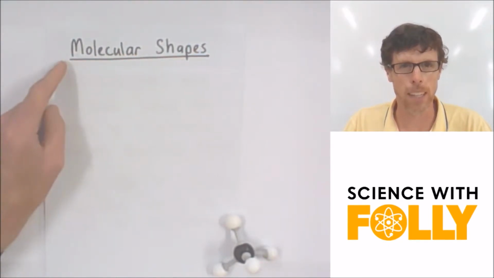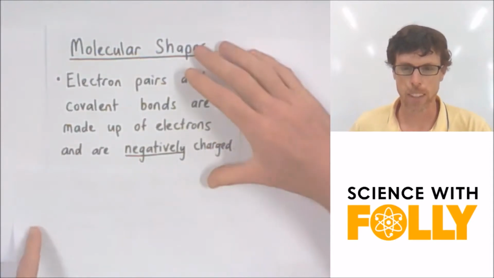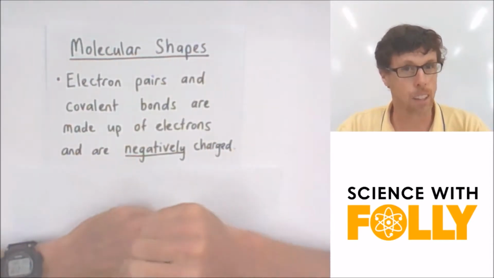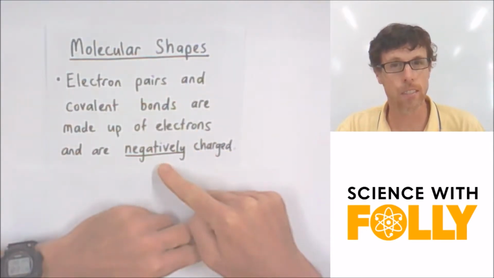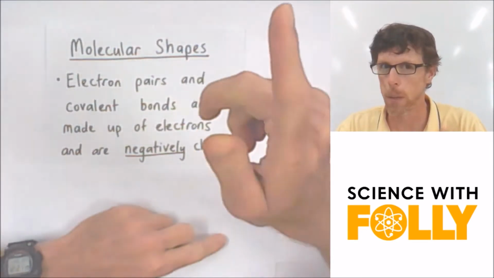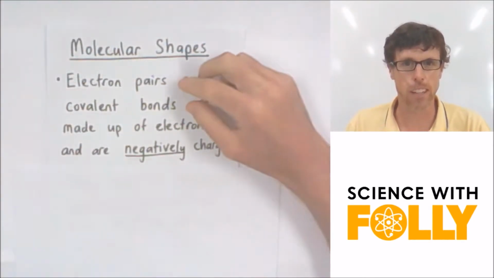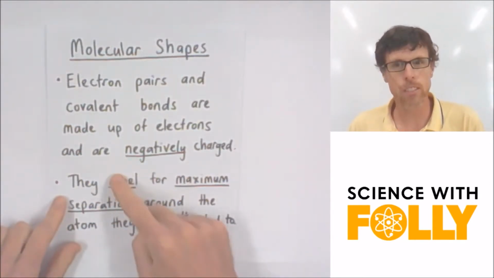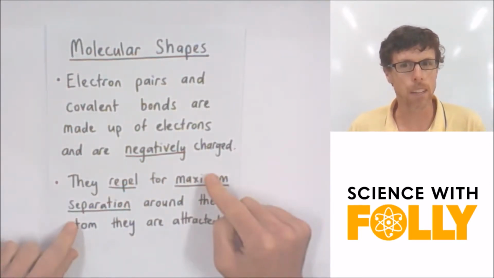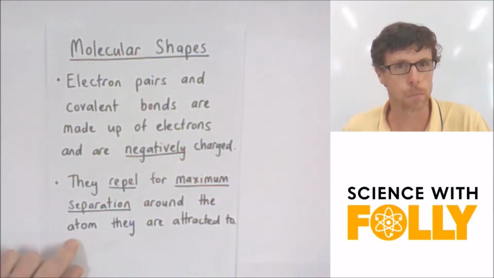Today we're learning about molecular shapes. A couple of things that we need to know. Firstly, electron pairs and covalent bonds, as you know, are made up of electrons. And these have negative charges. And remember, like charges repel, opposite charges attract. Therefore, these regions of negative charge repel for maximum separation around the atom they are attracted to.